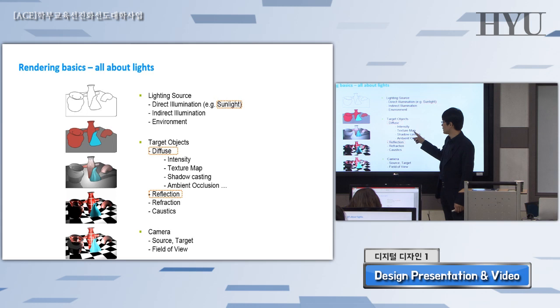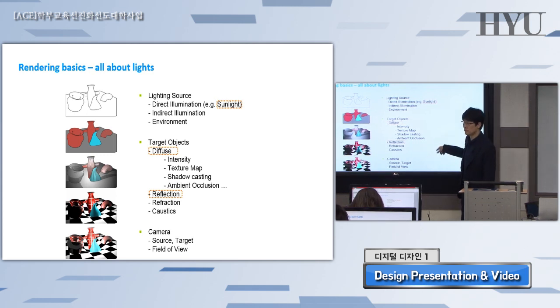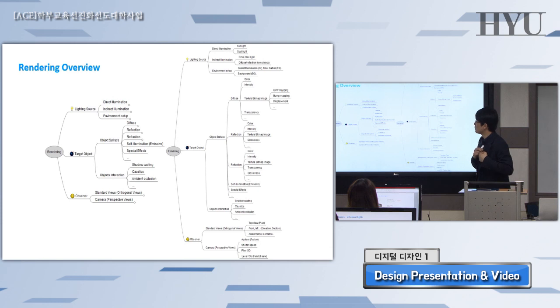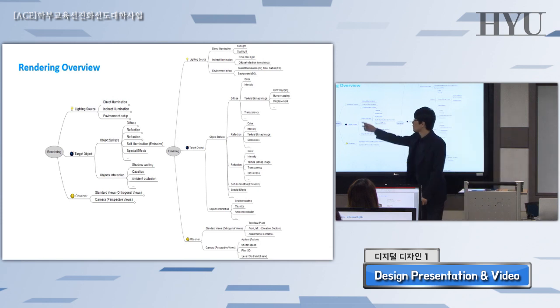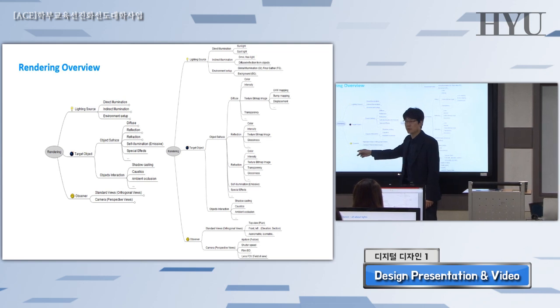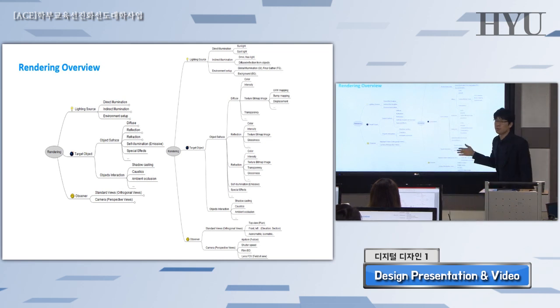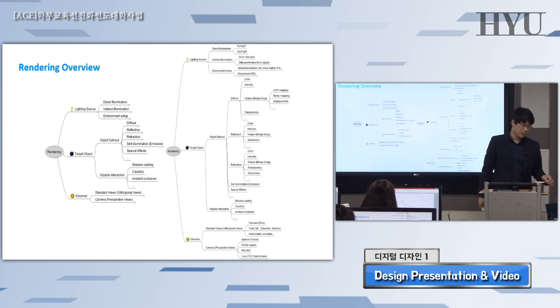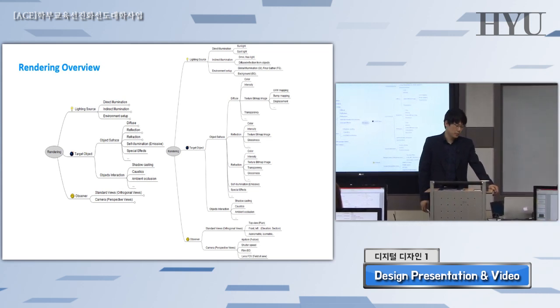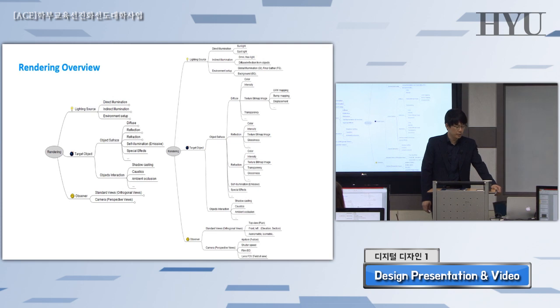So we need to know what is the intensity, how to assign texture map or color, and there is shadow casting, ambient occlusion, or some more even advanced features, okay? Similar terminology also applied in mental ray. Okay, I put this rendering overview diagram again. As you see, lighting, target object, observer. Observer means camera, okay? Your eyes. So they all have similar structure. So this is possibly one good source for running and using a renderer.